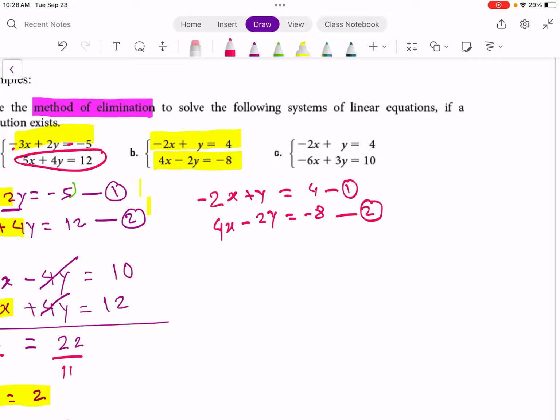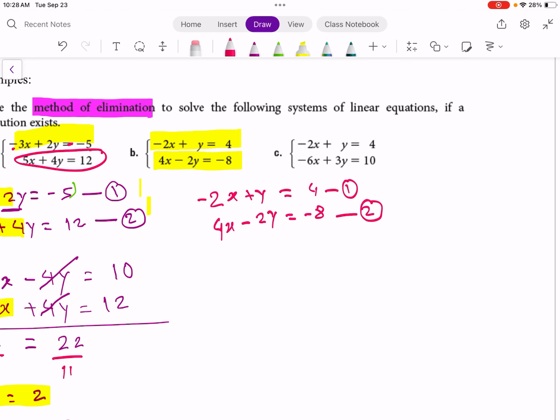Now we are using the same method. We want to eliminate one variable by adding these two equations or subtracting. Now what variable do you want to eliminate? Do you want to eliminate x or y? And it does not matter, okay? You can always eliminate any one variable. So let's eliminate x in this case, okay?